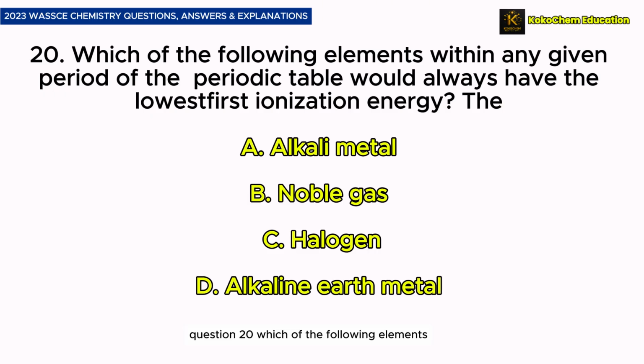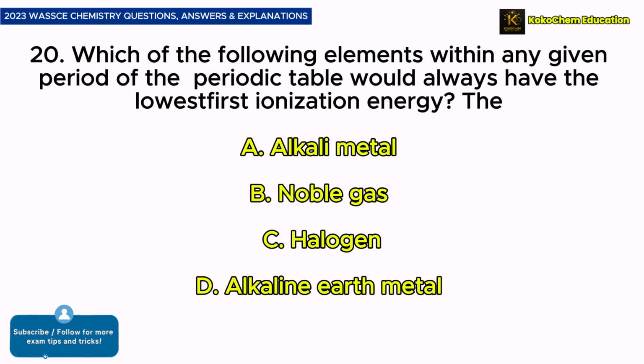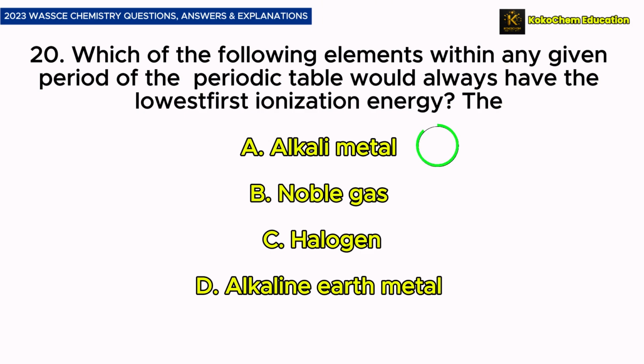Question 20. Which of the following elements within any given period of the periodic table would always have the lowest first ionization energy? A. The alkali metal. B. The noble gas. C. The halogen. D. The alkaline earth metal. The correct answer is A, alkali metals.